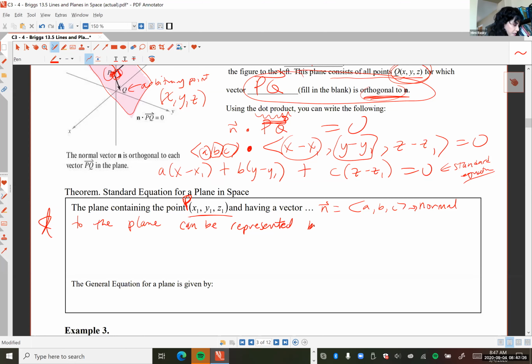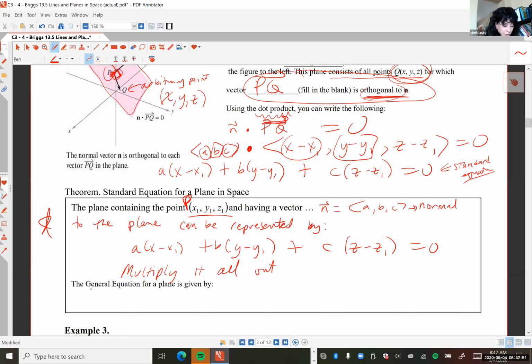Can be represented by A times the quantity X minus X1 plus B times the quantity Y minus Y1 plus C times the quantity Z minus Z1 equals 0. That's the standard equation. Now, MyMathLab is probably not going to want you to enter it like this. It'll probably accept it, but I want you to multiply it all out. After you multiply everything out, you'll get what's known as the general equation, which is used more often.